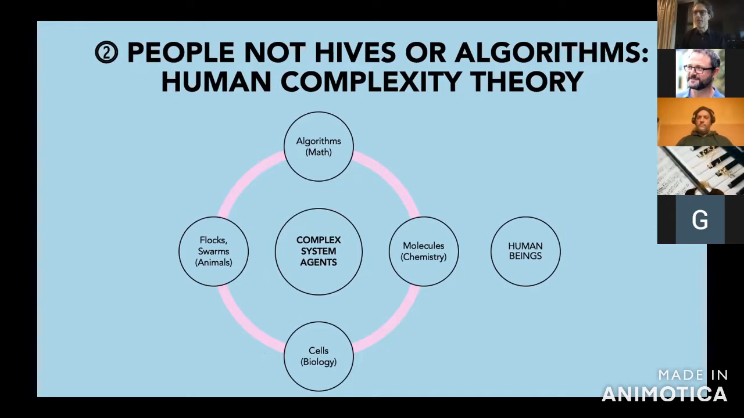Now, I mentioned two quite new, radical ideas. The second radical idea is that we are people. We are not algorithms and hives. Much of the literature out there is about mathematical or algorithmic simulation, cellular automata, Boids, or other literature about biological models or animals, flocks, swarms, and so on. But we are human beings. We are people. Human complex systems have some characteristics that are extremely specific, so you cannot automatically take the theory and the learning from other complex systems and use it for human beings.